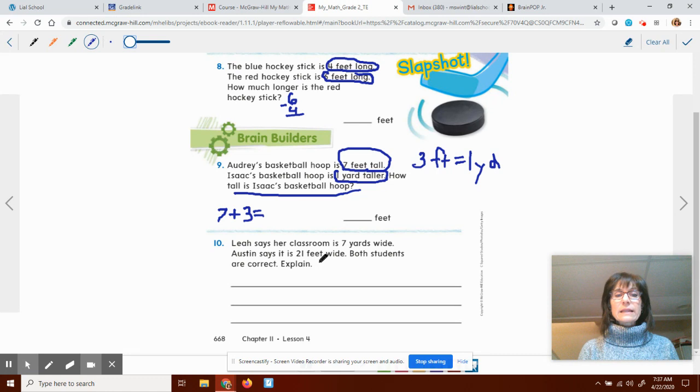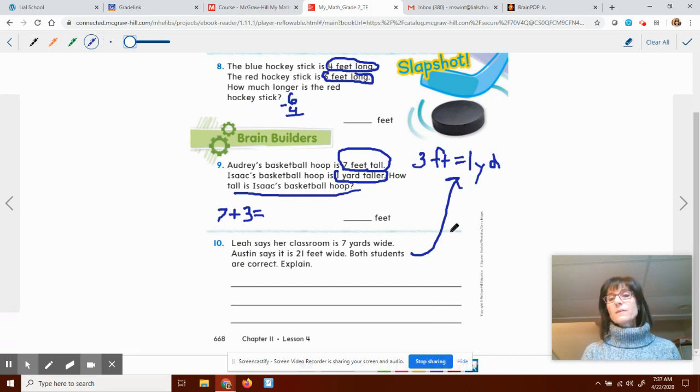Number 10 is Leah. Leah says her classroom is 7 yards wide. Austin says it's 21 feet wide. Both students are correct. Now explain why. Well, I'm going to give you a clue. This is my clue: 7 yards.